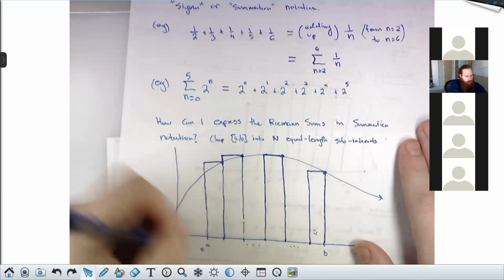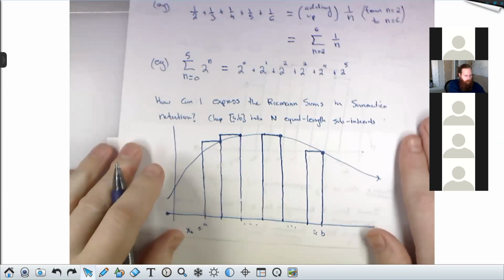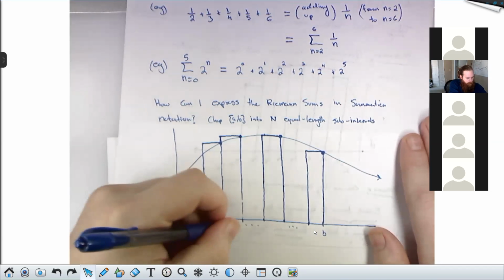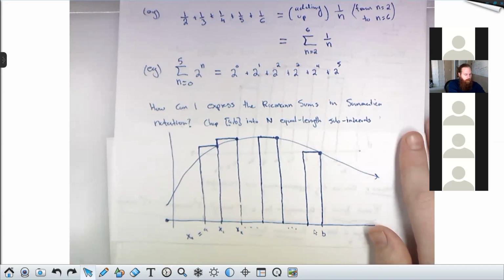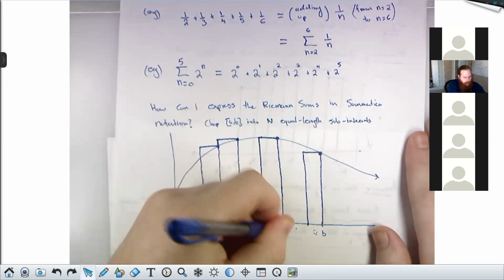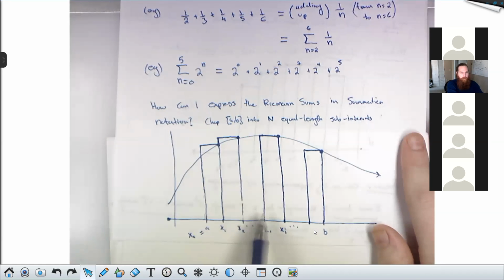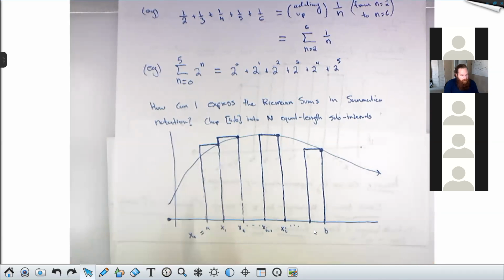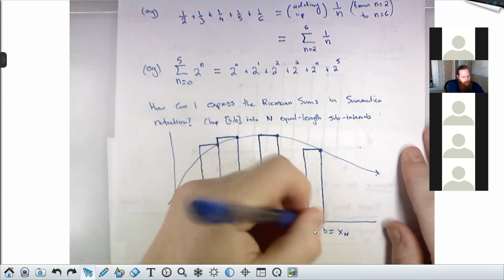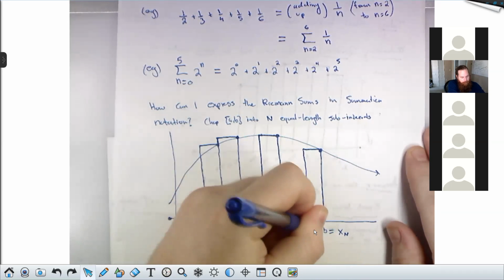So just like before, A, I will call x0. This guy I would call x1. This guy I would call x2. This guy I'm going to call xi minus 1. And this guy I'm going to call xi, because I don't know how many rectangles there are in between there. As the picture is scaled, it looks like there's only room for one, but I want to imagine an arbitrary number of rectangles in there. B, I will call xn. And so the one right before it would be xn minus 1.